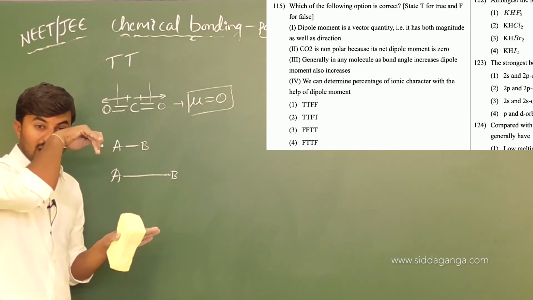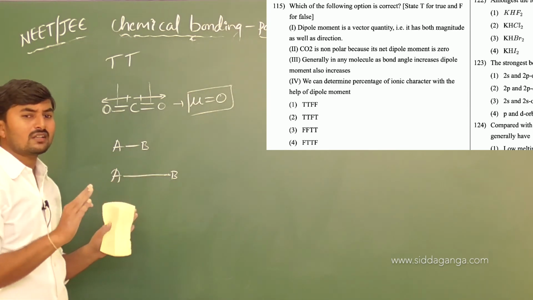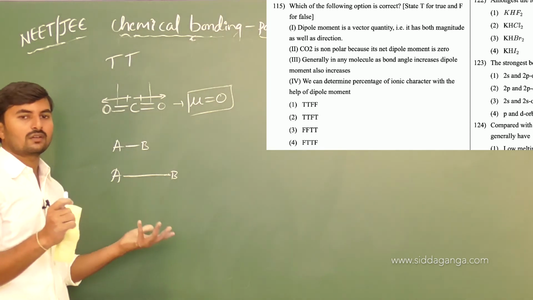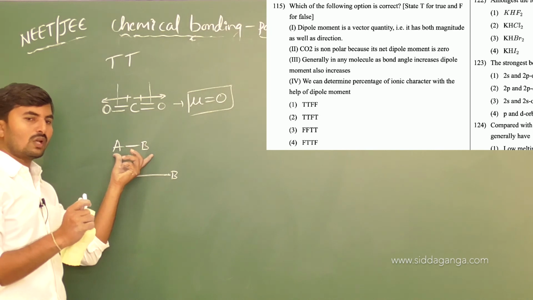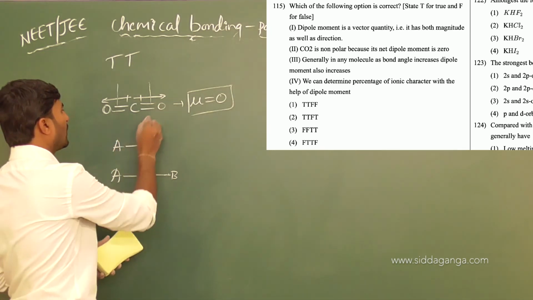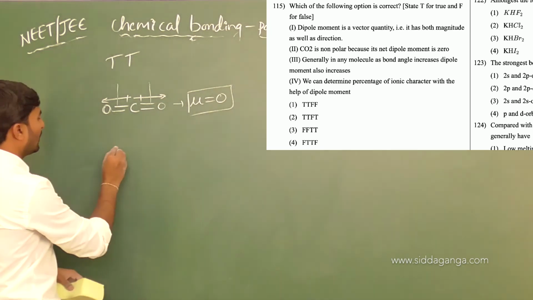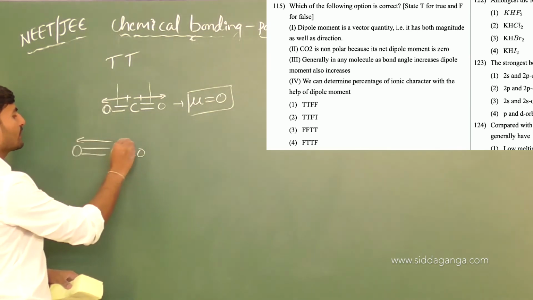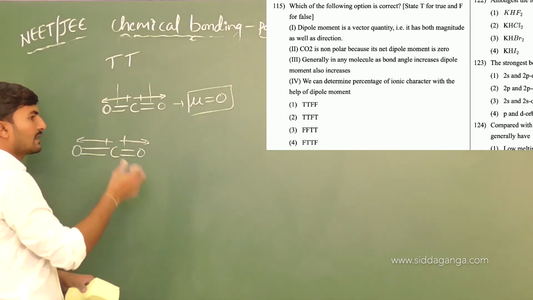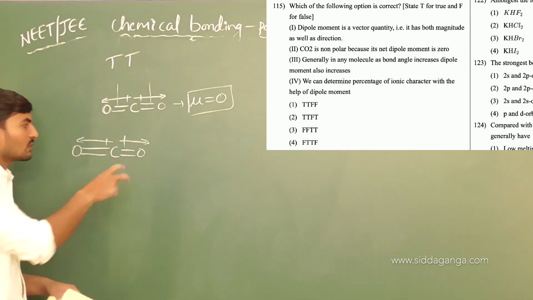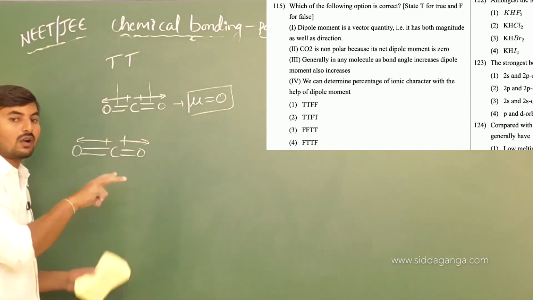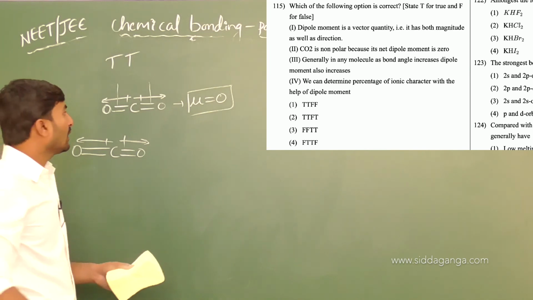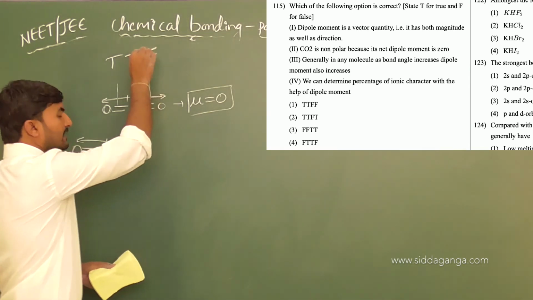Dipole moment and bond angle are not related to each other. Irrespective of the bond length, bond dipole moment is common here. Whatever the bond length is, look at the direction of the bonds. Whether the carbon bond length is this much or that much, that makes no difference, because dipole moment entirely depends upon the direction of bond dipoles, not on the length between them. That is why option 3 will be the wrong one, that is false.